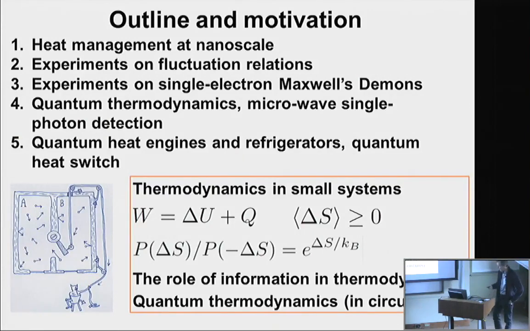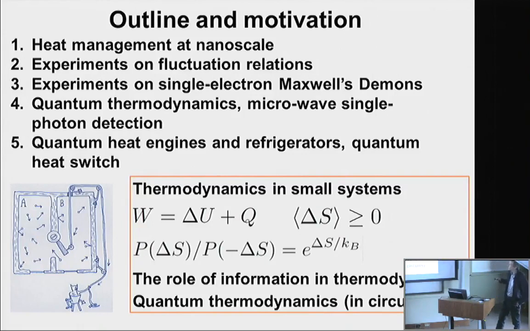So my topic really is about thermodynamics in electrical circuits. I start from classical circuits, essentially, where we can verify and make use of the fluctuation relations working with single electrons. So this part really is classical, and it represents the work that we have been doing for the past 5 years.